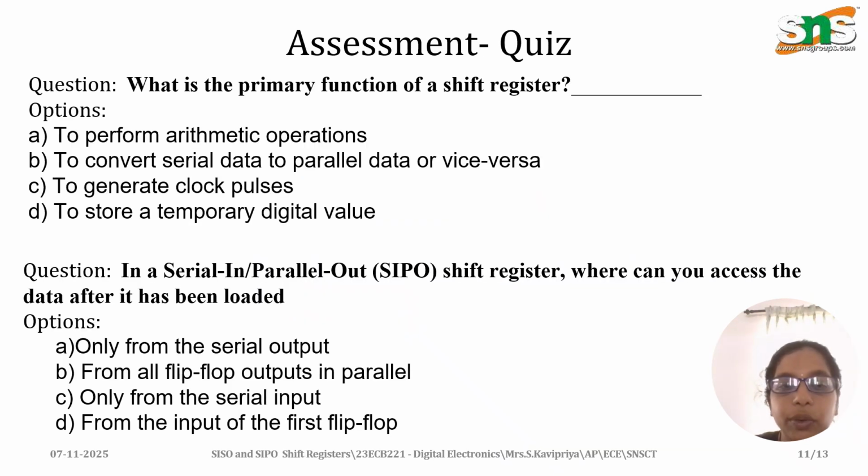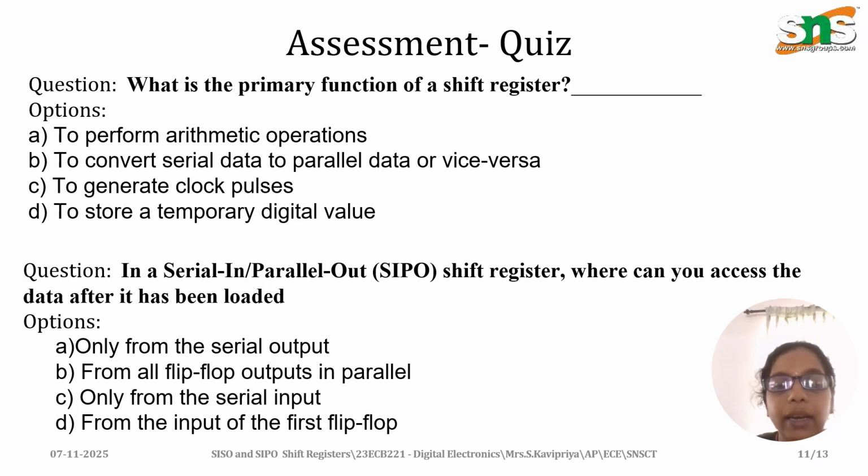Next is the assessment question. What is the primary function of a shift register? To perform arithmetic operations, to convert serial data to parallel data or vice versa, to generate clock pulses, or to store a temporary digital value. The shift register's main function is to convert serial data to parallel data. At the same time, it can also convert parallel data to serial data. For converting serial data to parallel data, the SIPO register is used. For converting parallel data to serial data, the PISO shift register is used.